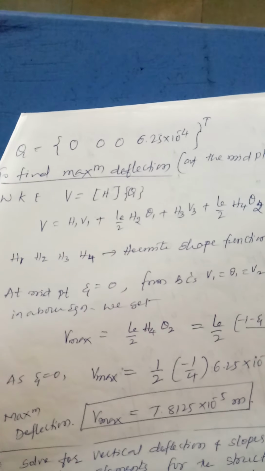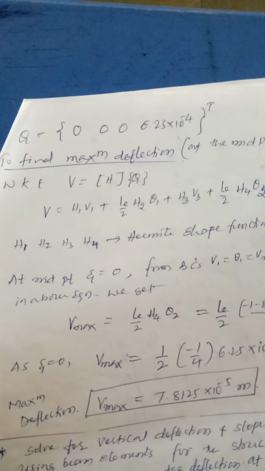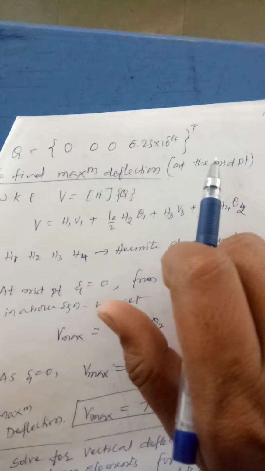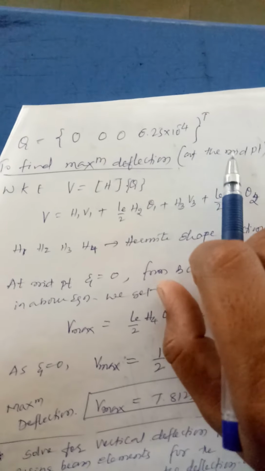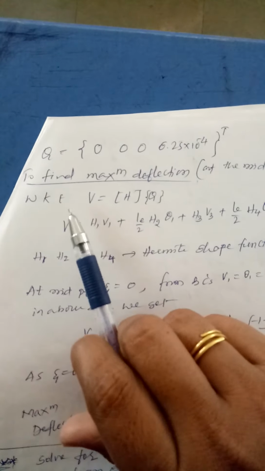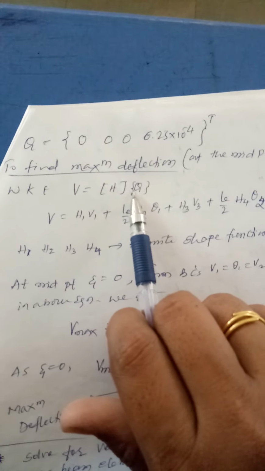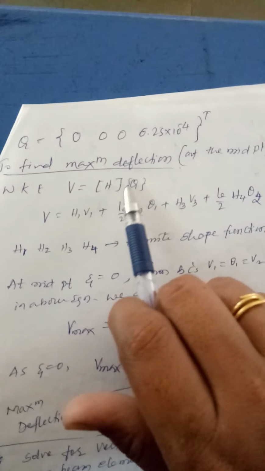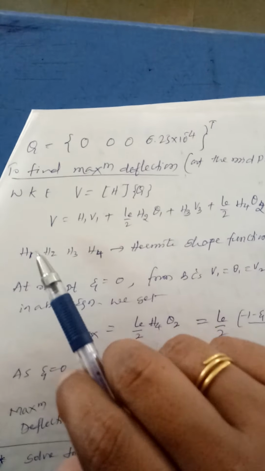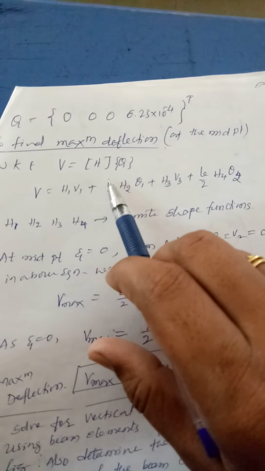Our aim is to find the maximum deflection, not the deflection at node 2. Where does the maximum deflection happen? It occurs usually at the middle of the span. You know, it is subjected to UDL, so maximum deflection happens at the middle of the beam. We know that V equal to H into Q. This is a well derived formula: V is equal to H into Q, Hermite shape function. Q is the displacement vector, and V is also the deflection. So V equal to H1 V1 plus so and so.